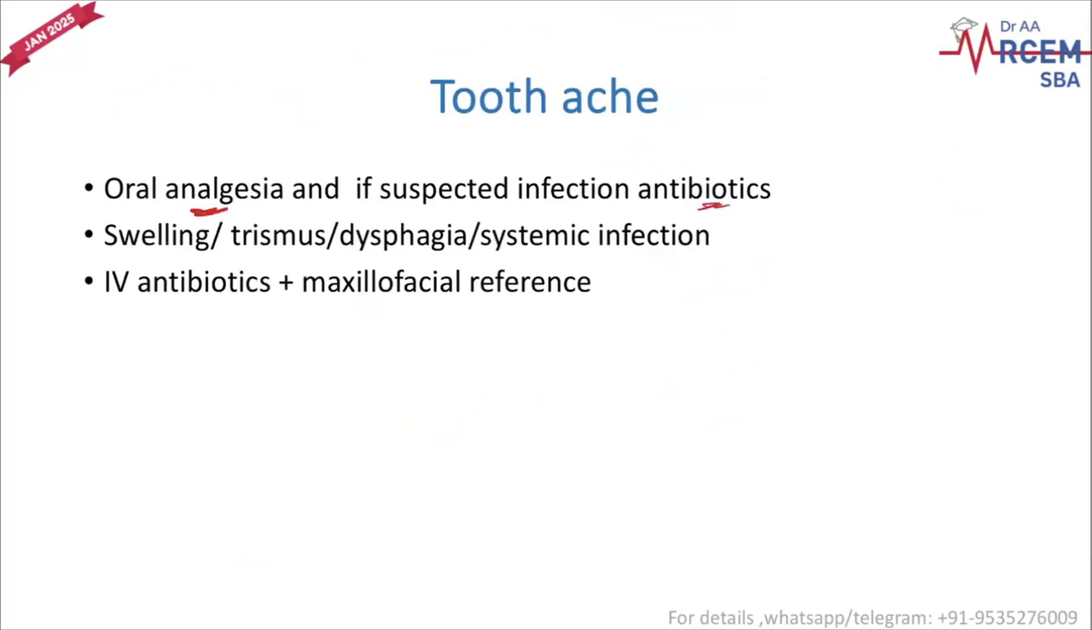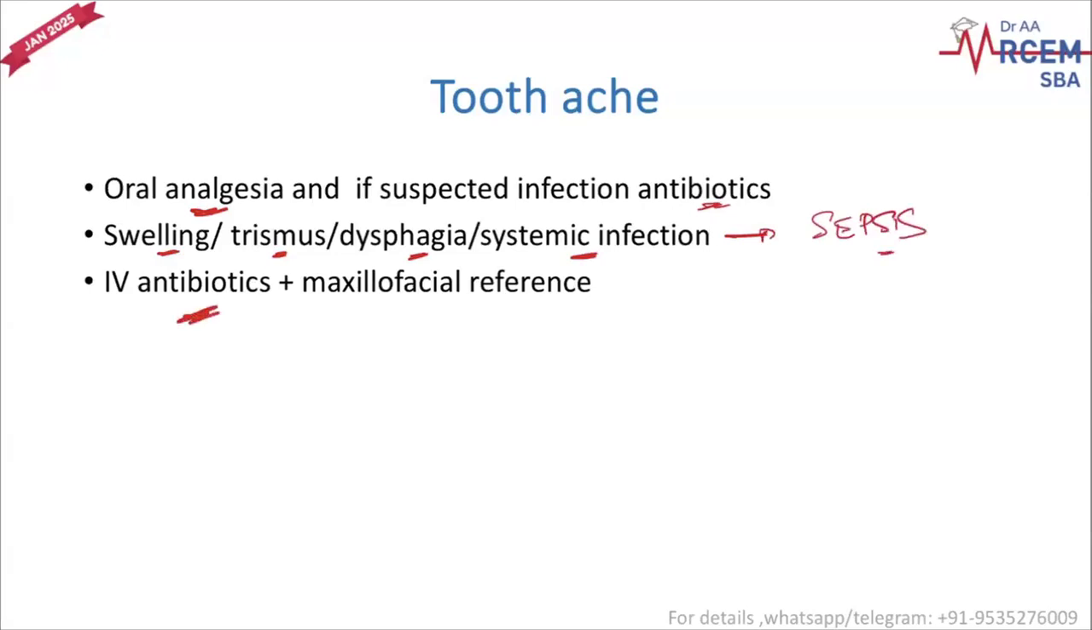Do we need to admit? In a few circumstances, you need to admit this patient. For example, if the patient has a gross swelling, the entire cheek has swollen because of this tooth pain. Difficulty in opening the mouth, known as trismus, is present. Difficulty in swallowing, suggesting significant swelling in the mouth that might cause narrowing of the airway. That's why you need to admit. Systemic infection means severe infection hitting septic markers. Then you need to admit this patient.